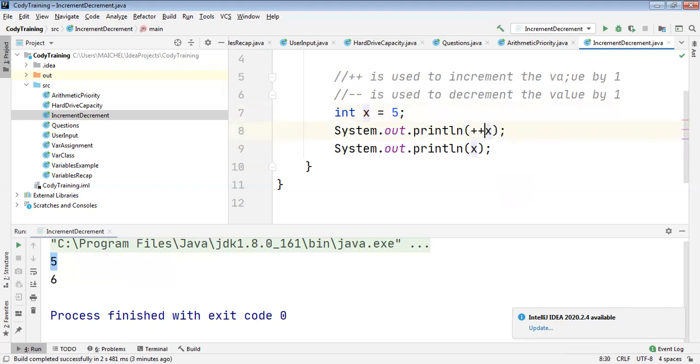Unlike when I put the plus plus sign before the variable, before x. In this case, I will first increment x by 1 in memory. After that, I will get this line executed and print the value of x.